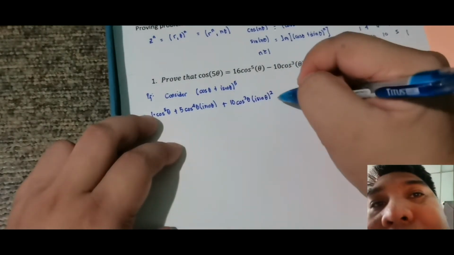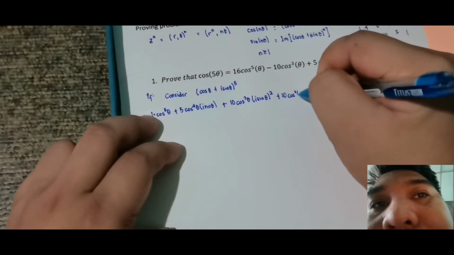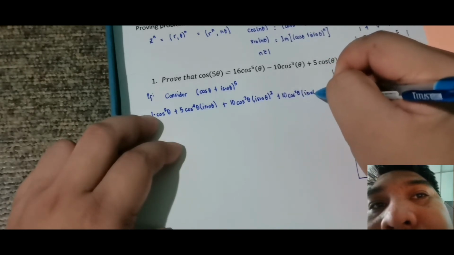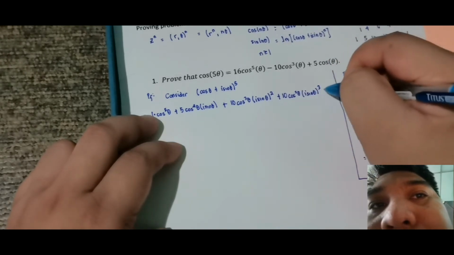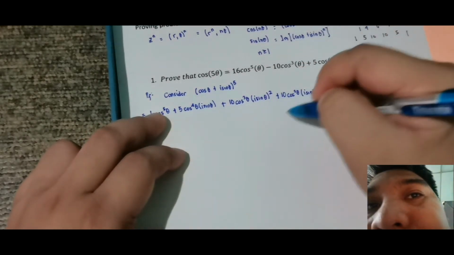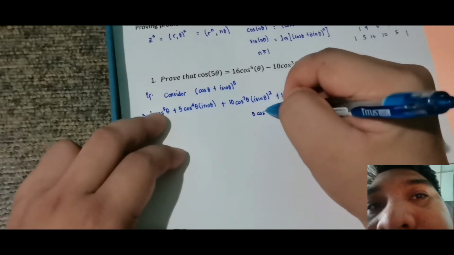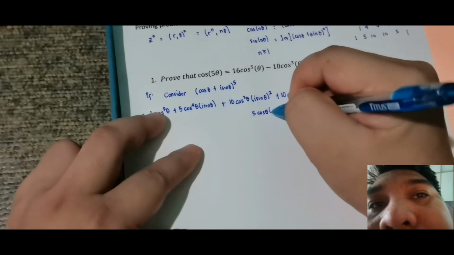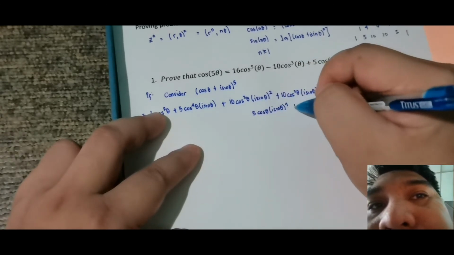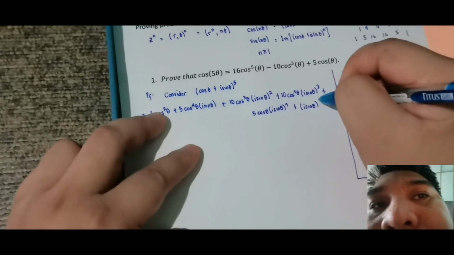Okay, then next, that is plus 10 cosine squared theta. Then ito ay I sin theta raised sa 3. Then plus, so lagay ko lang sa ilalim, that is 5 yung coefficient, that is 5 plus 5 cosine theta, tama, then plus times I sin theta raised to 4. Then lastly, ito ay I sin theta raised to 5.